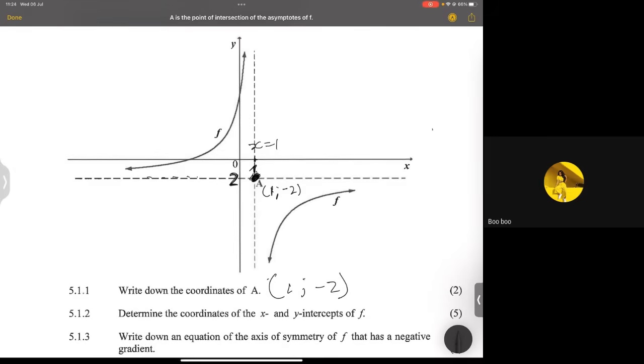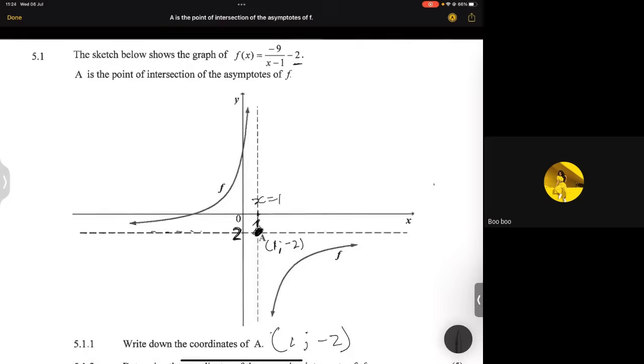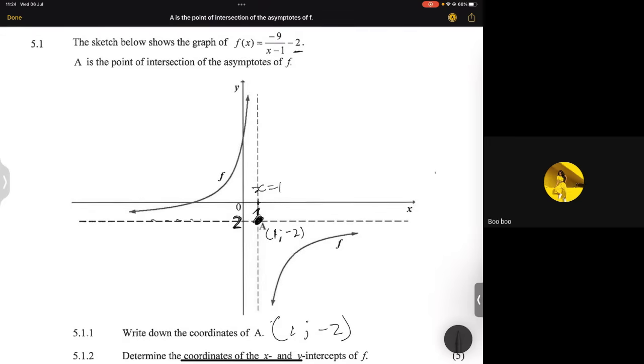Yes, sir. All right. Now on the next one, they say to us, determine the coordinates of the x and y intercept of the graph of f. So what are we going to do? We are going to make sure that we make x equal to 0 for the x-intercept. This is where x is equal to 0. So let's find y equal to 0 rather. For the x-intercept, we know that y is equal to 0.